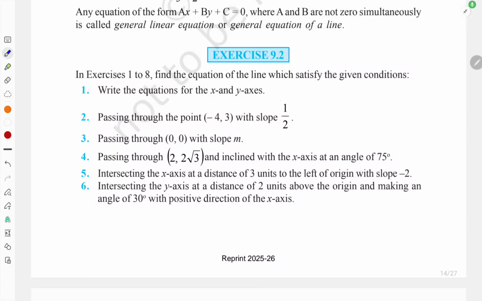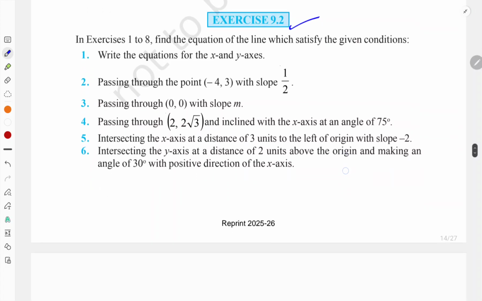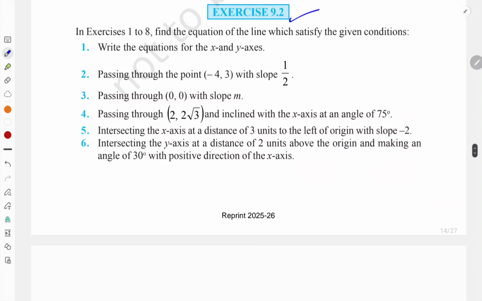Today we will solve NCERT 9.2 exercise, Class 11, chapter Straight Lines. One by one, I will explain the questions here. The first question is saying: write the equation of the x-axis and y-axis.